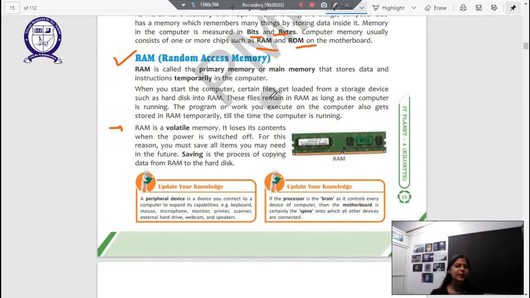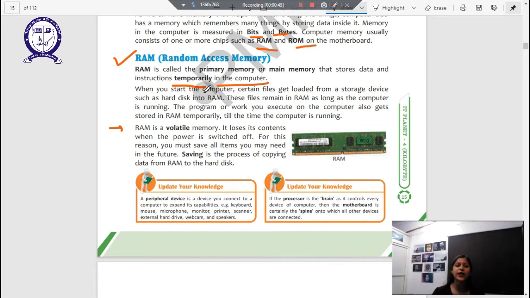RAM is called the primary memory or main memory that stores data and instructions temporarily in the computer. So please note, it stores the data temporarily. When you start a computer and open a file, a photograph, or a Word document, these are all stored in your hard disk storage device. But to open that, it has to first move from the storage device to RAM, and then the document can open. So all these files that are opened are first entered into the RAM only temporarily.